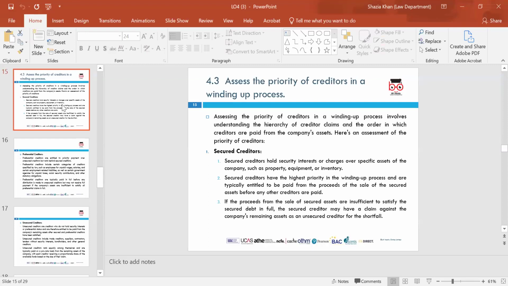Now we're going to look at 4.3, which is to assess the priority of creditors in the winding up process. So assessing the priority of creditors in a winding up process involves understanding the hierarchy of creditor claims and the order in which creditors are paid.